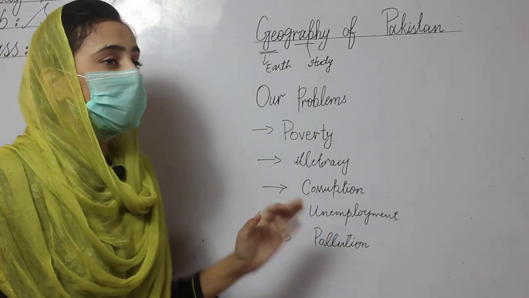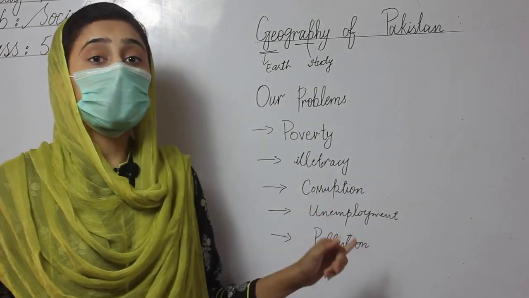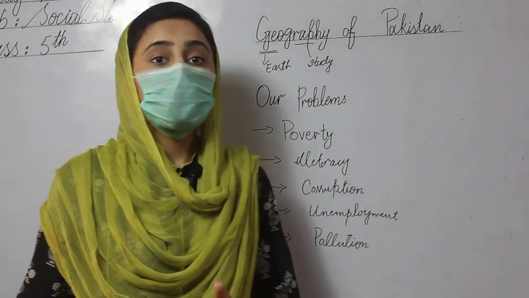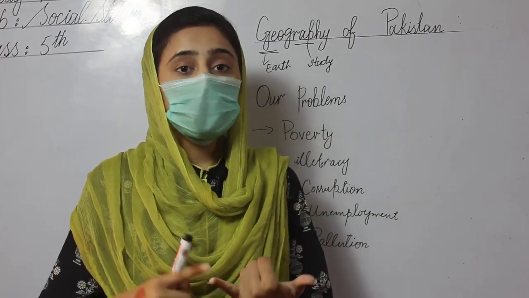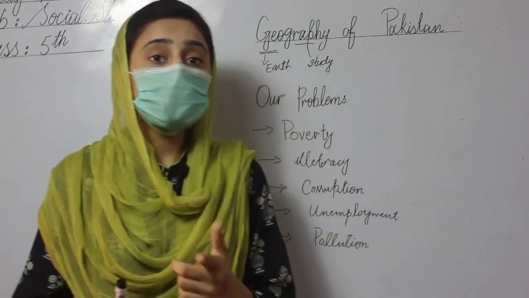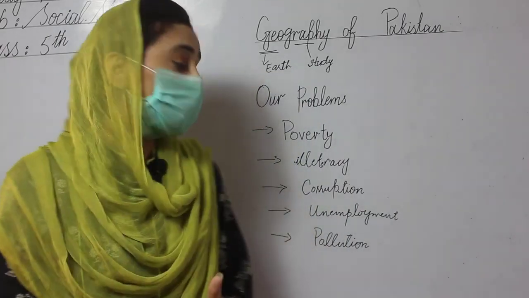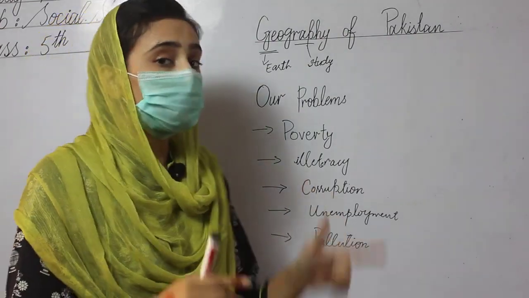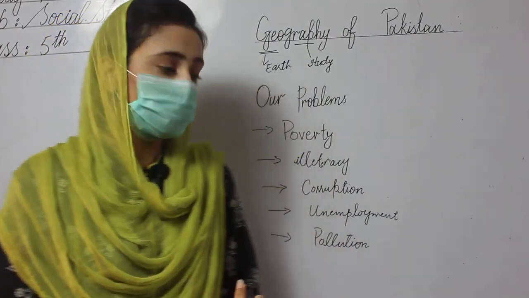And unemployment is the condition in which the jobs are less and the people are more, and this can be the cause of an overpopulated country. As I told you, Pakistan is an overpopulated country, meaning a country in which the people are more and the resources are less is called an overpopulated country, and Pakistan is an overpopulated country. So that's why unemployment is also the cause of an overpopulated country.